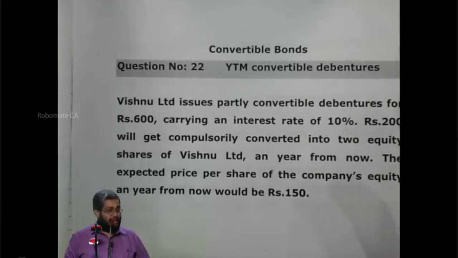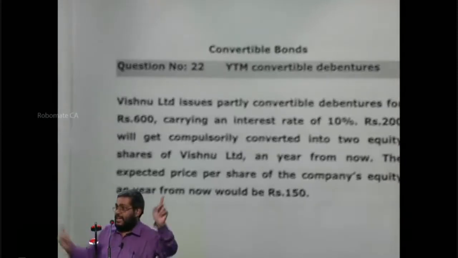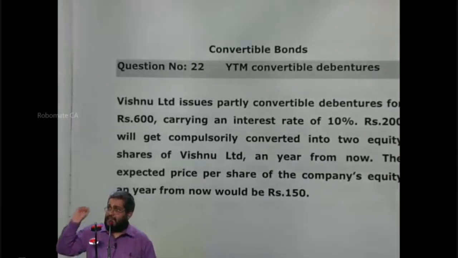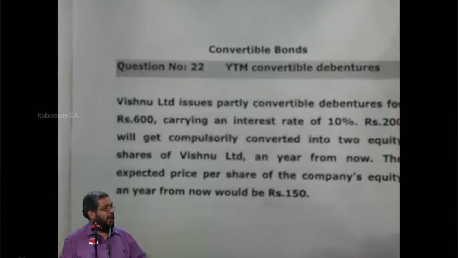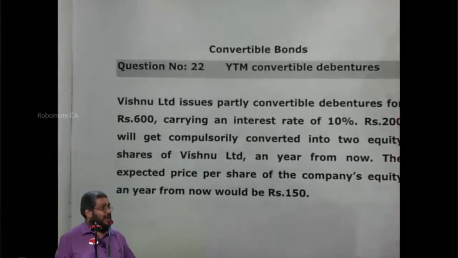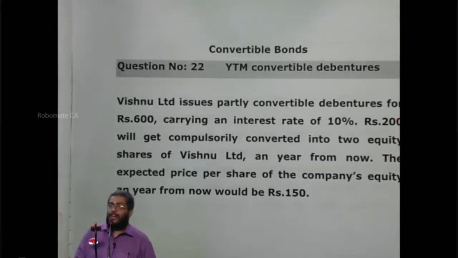It is not a normal convertible bond. It is to be compulsorily converted into how many shares? 2 shares at the end of the first year. Yes or no? That is, at the end of the first year, instead of giving them 200 rupees, they are going to give 2 shares of the company. Then the bond face value becomes how much? 400 rupees. And they'll be redeeming it at the end of the fifth year and sixth year by paying 200 rupees.